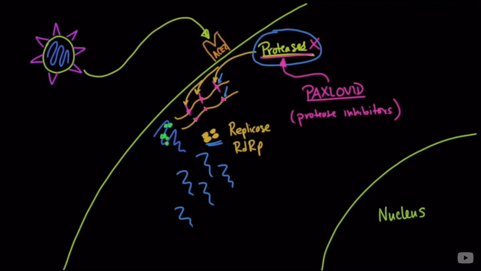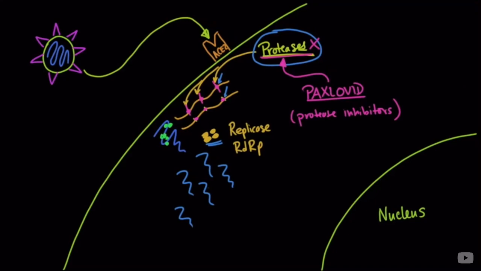But as you can see, PAXLOVID, which is a protease inhibitor, blocks the protease action very early on in the infection. In fact, it prevents replication of the virus. And so you can see that if started early enough, this could be a very powerful medication.